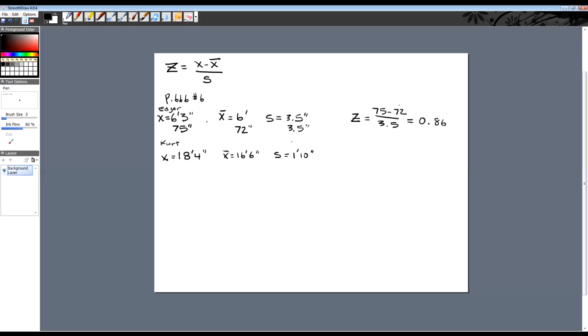Now for Kurt, we'll convert his to inches as well. So this is 220 inches. The mean is 198 inches, and 1 foot 10 inches is 22 inches. So the z-score for Kurt is going to be x minus x bar, or 220 minus 198 divided by 22.